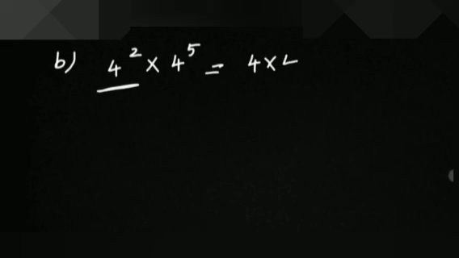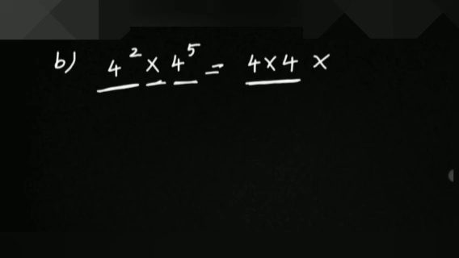4 raised to 2 into 4 raised to 5. How can we do this? What is 4 raised to 2? 4 raised to 2 means 4 is multiplied how many times? Yes, 2 times. So instead of 4 raised to 2, we can write 4 into 4, isn't it? Now into 4 raised to 5.